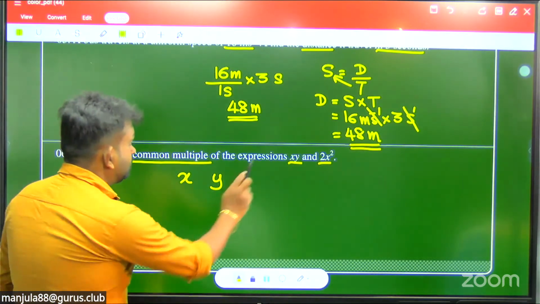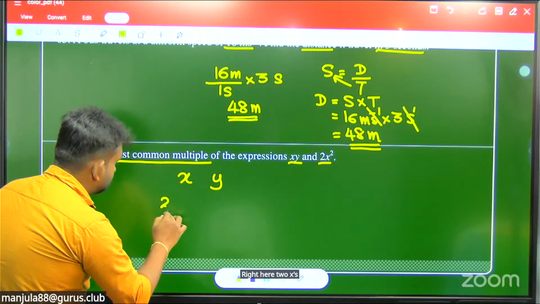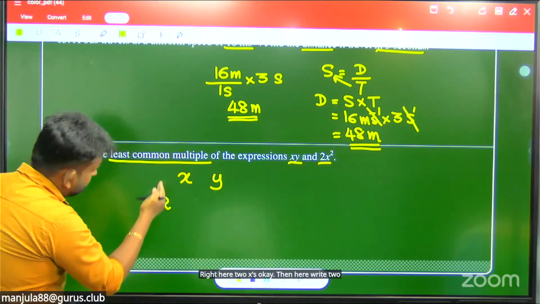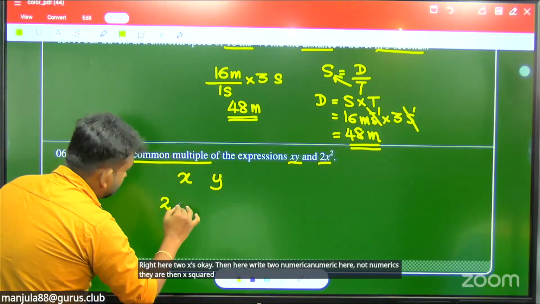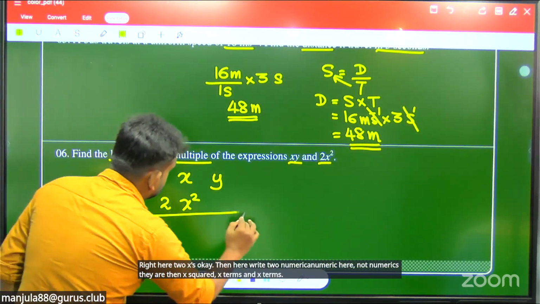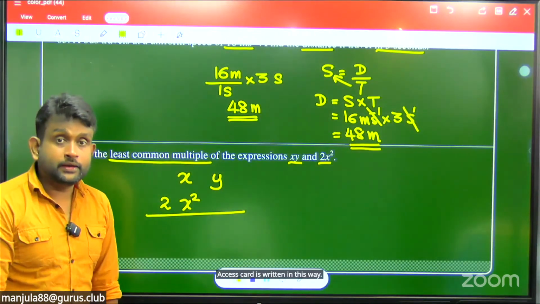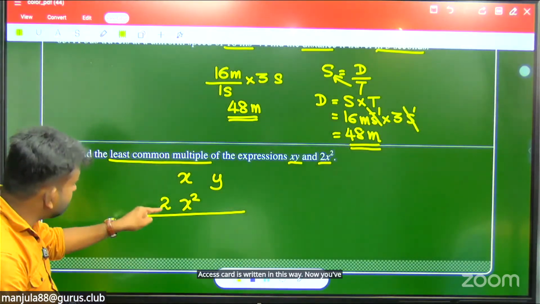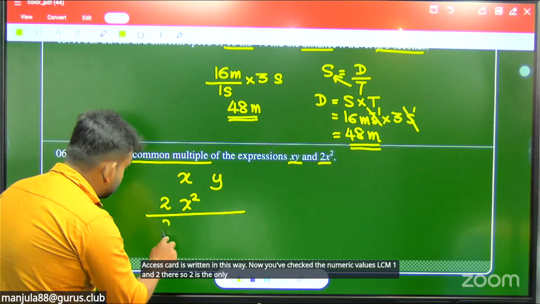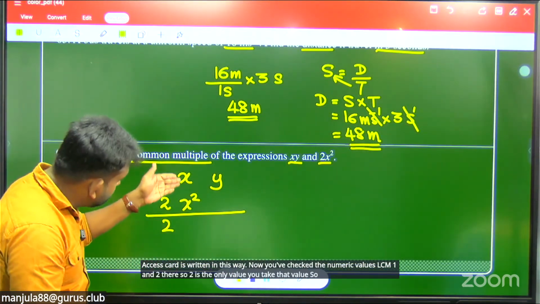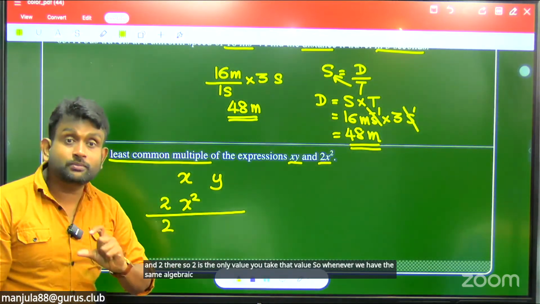Right. Here 2x squared. Then write the numeric under the numeric. Here there are no numerics. Then x squared: x terms under x terms. x squared is written in this way. Now you check the numeric values, LCM of 1 and 2. So 2 is the only value. You take that value. Whenever we have the same algebraic terms, you take the maximum power.